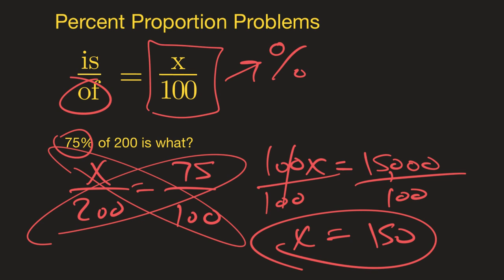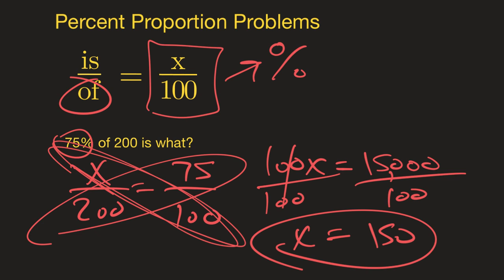Questions? How did you get like 100x and 1500? 100x came from right here. 100 times x, cross multiply. You're cross multiplying, then 200 times 75 is 15,000. Alright, gotcha. Question over here? I saw a hand. Good? Okay? Any other questions? Please ask.